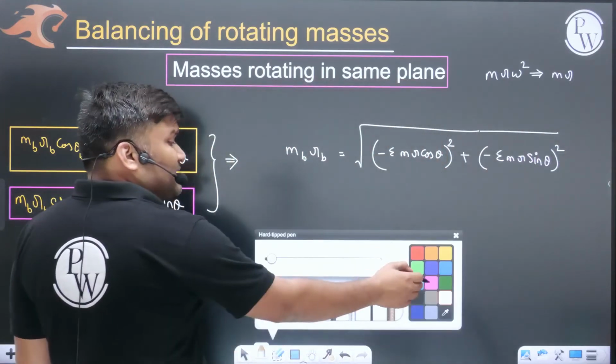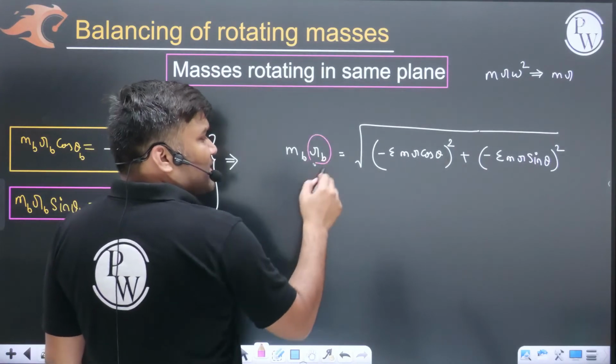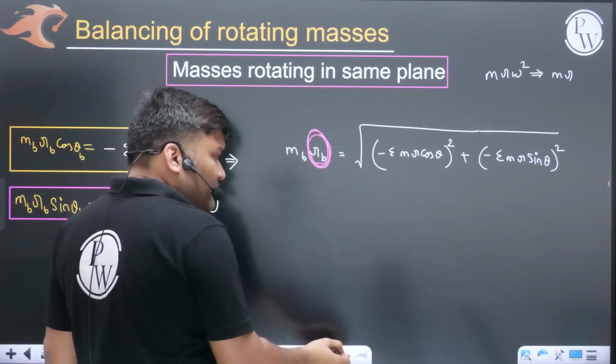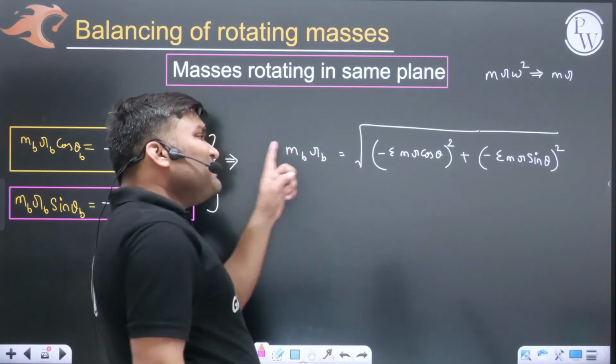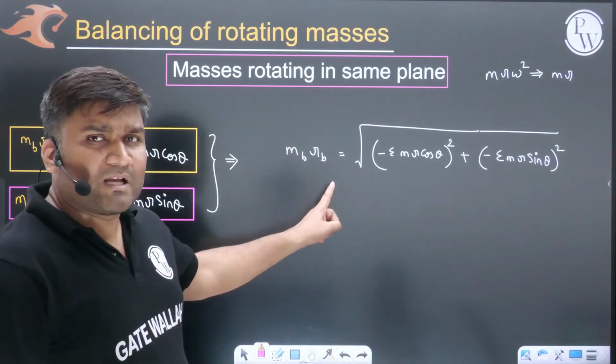One thing will be given, other will be asked. They are giving you this value at this distance. How much mass can be added? Or this much mass I want to add, at what distance should I add? One thing will be given, other will be asked. Very easily you can calculate that.